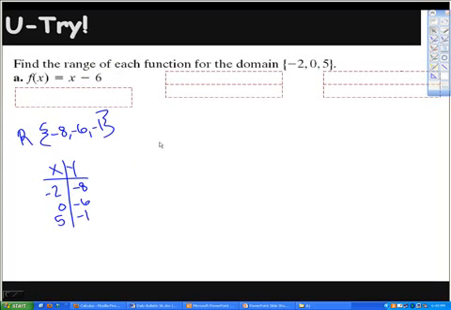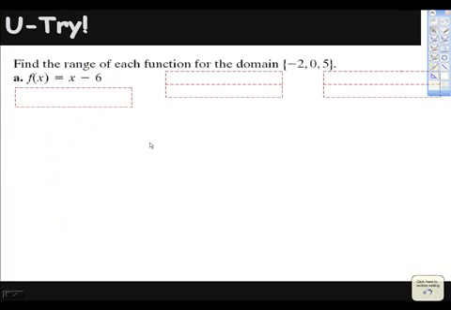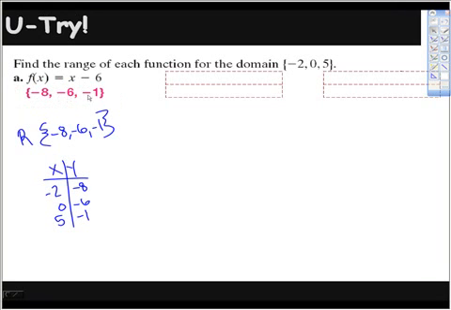Let's check that with what they want us to get here. There's the answer they wanted us to get. -8, -6, -1. Exactly the same thing we got. So if you can do a table, you can find a range. Let's look at the next problem here.